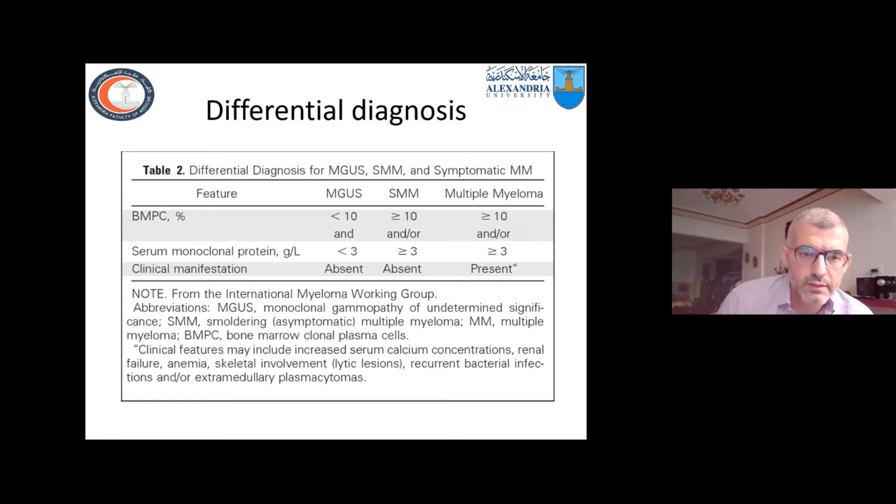Together with the bone marrow, the plasma cells in the bone marrow for the MGUS is usually less than 10%. In the smoldering myeloma, the plasma cells is usually more than 10%. Also in the multiple myeloma, and for the paraproteinemia or the M-band or the abnormal protein that is released due to the presence of the multiple myeloma in the body, or what we call Bence-Jones protein, it is less than 3 grams for the MGUS, and it's more than 3 grams for the smoldering myeloma.